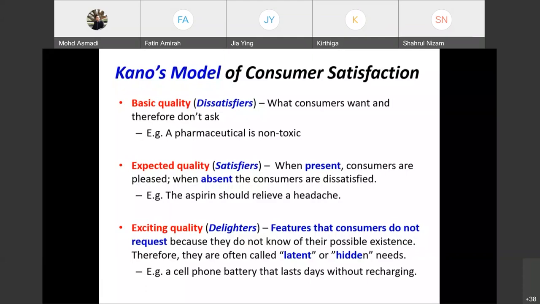Like a cell phone, right? This is a delight. Of course, a cell phone must come with the ability to recharge it, or fast, super fast charging, right? That is also a delight. I really like a phone that has super charging. So that is an example of the exciting qualities.